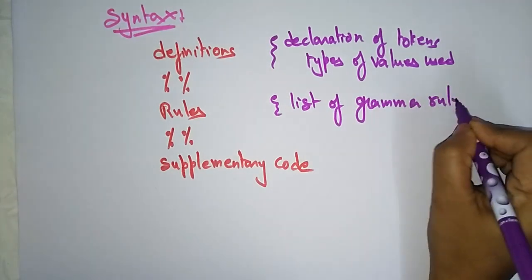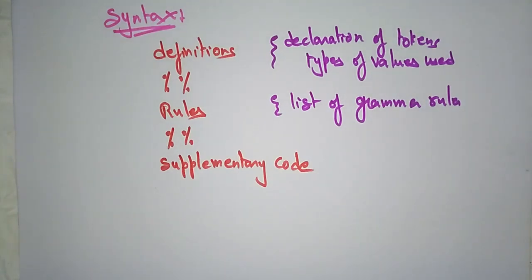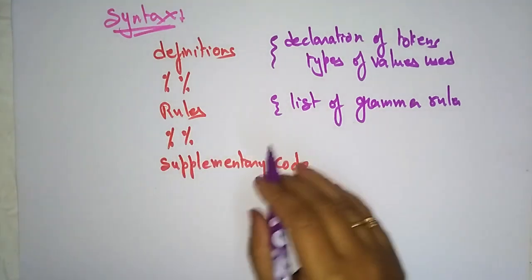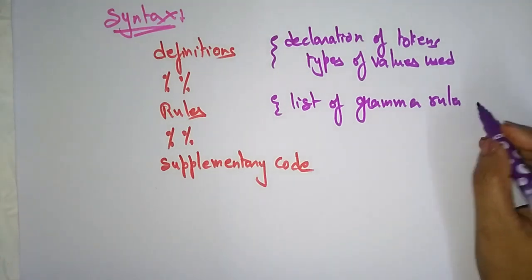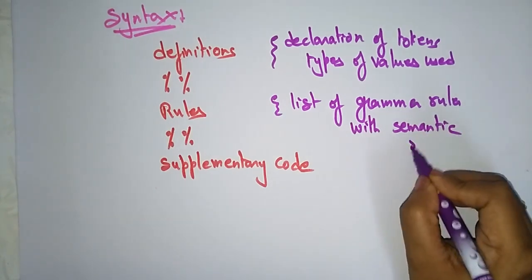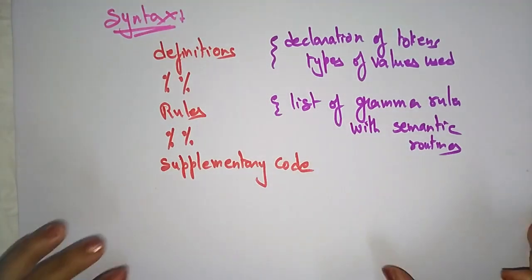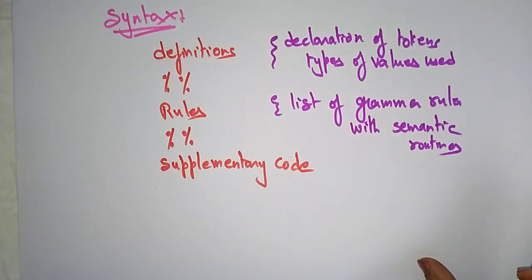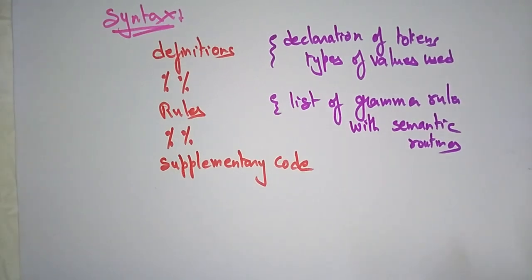In the YACC tool, we have to talk about the grammar, whereas in the Lex tool the rules come under regular expressions. So here the rules are a list of grammar rules with semantic routines. This is about the syntax of the YACC tool, which is an automated tool used to implement the parse tree.